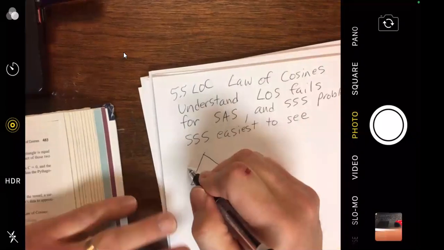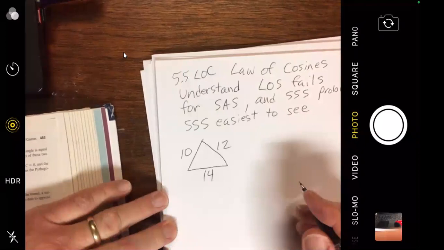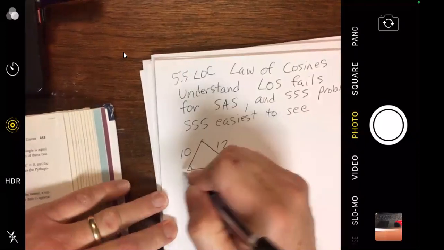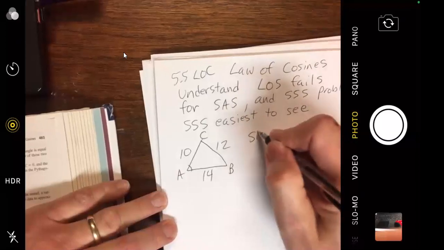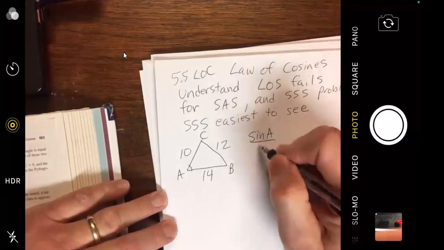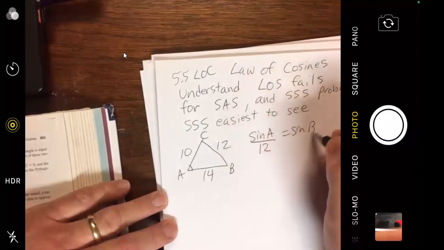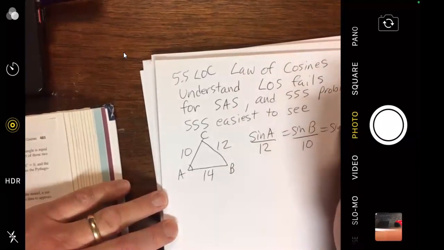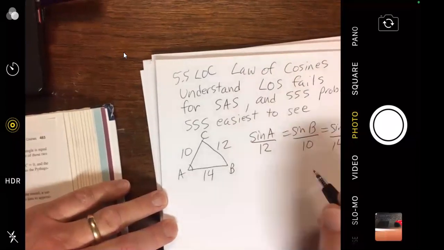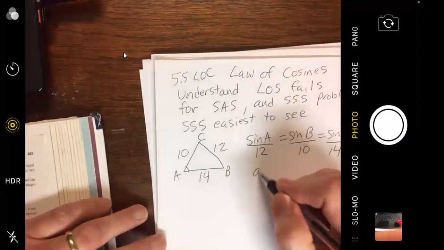Side-side-side is the easiest to see. Let's make the sides 10, 12, 14, and you want to find an angle. Angle A, angle B, angle C. Well, if I go sine big A over its opposite side of 12, it equals sine big B over its opposite side equals sine big C over its opposite side. So no matter how you set this up, you always have two unknowns.